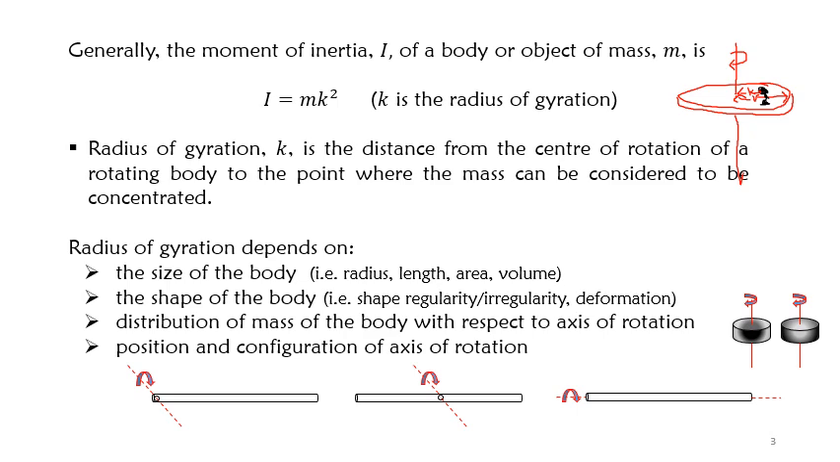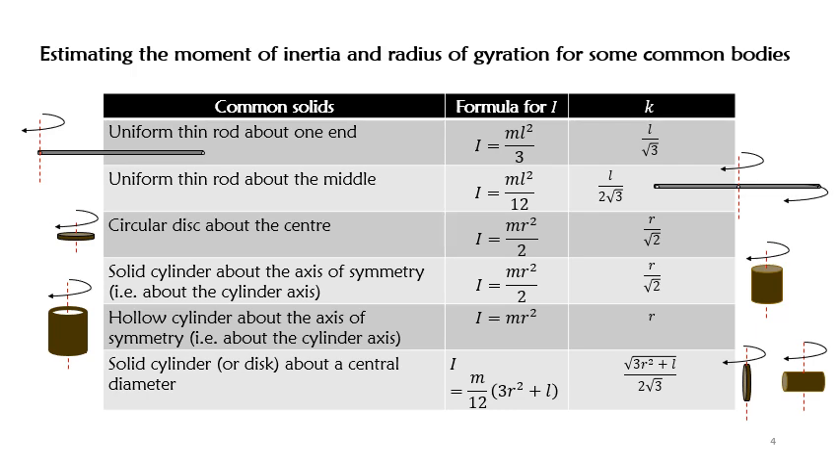But at the right hand side, the rotation is through the rod and it's rolling. Look at it, not flipping here, but rolling. So that position and configuration will also affect the radius of gyration, directly affecting the moment of inertia. So the moment of inertia will be different in each of the presented cases. And we can see this table giving us an idea of the estimation of moment of inertia for common solids and the equivalent radius of gyration K.